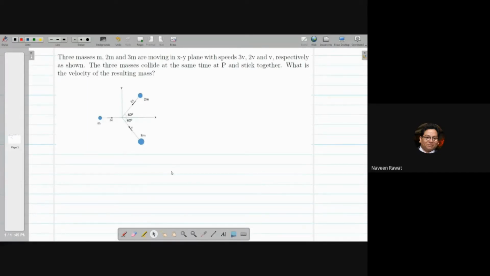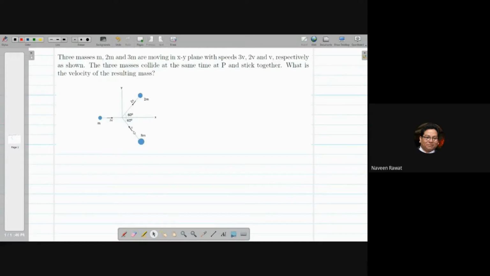that you have three masses m, 2m and 3m. These are the masses of all these three particles, and they are moving in an xy plane, and they are all moving with different velocities. Okay, so mass m is moving with velocity 3 times v, and mass 2m is moving with velocity 2v, and the mass 3m, that is the heavier mass, is moving with less velocity.